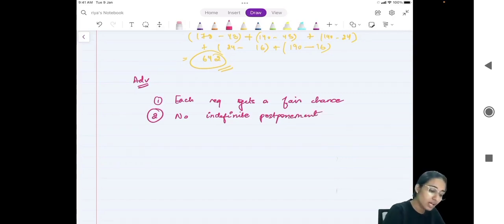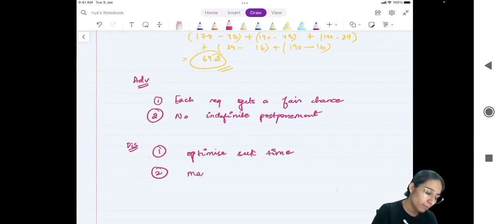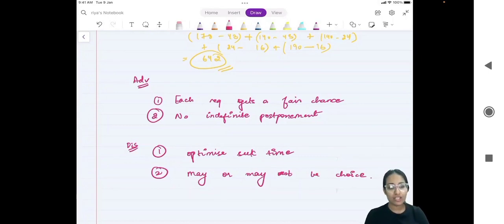But the disadvantage of using this algorithm is, first of all, that it does not optimize seek time. It does not take the seek time into consideration at all. It just works on a first come first serve basis, and it may or may not be the best choice. Sometimes luckily it may be, but sometimes it may not be the best scheduling choice.